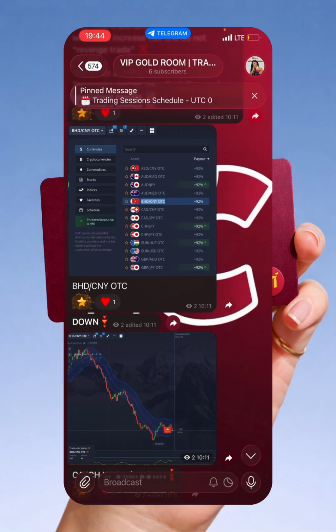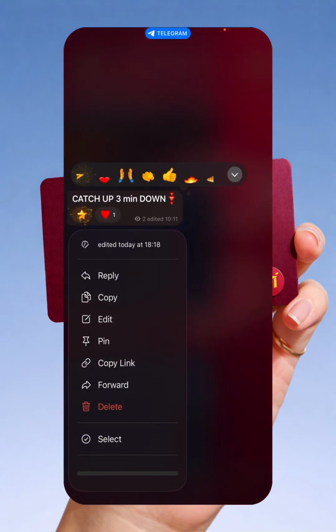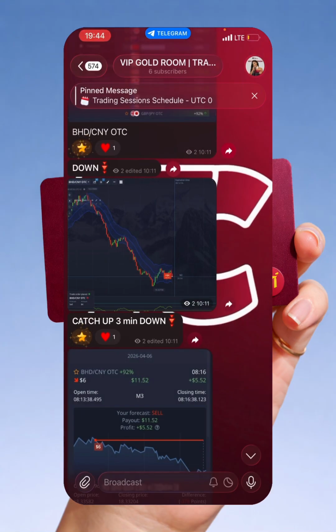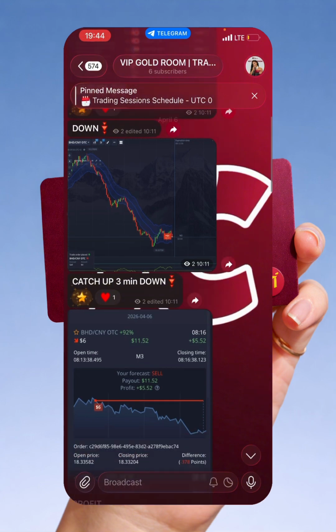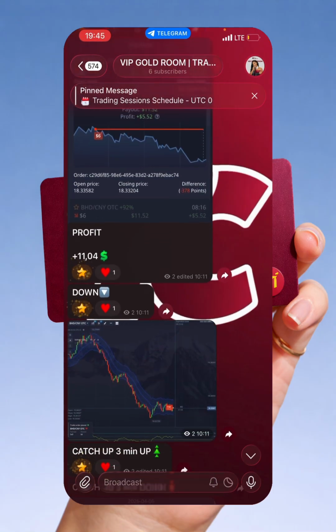So what do I say? Once I give you the signal and the directive, if it's a buy or sell, you take it immediately and then you wait. If it's going to be a loss, you quickly double your amount and then you come back and wait to get this message. If I tell you to go down again, you take down again. And if it's a win, you wait for the next signal.